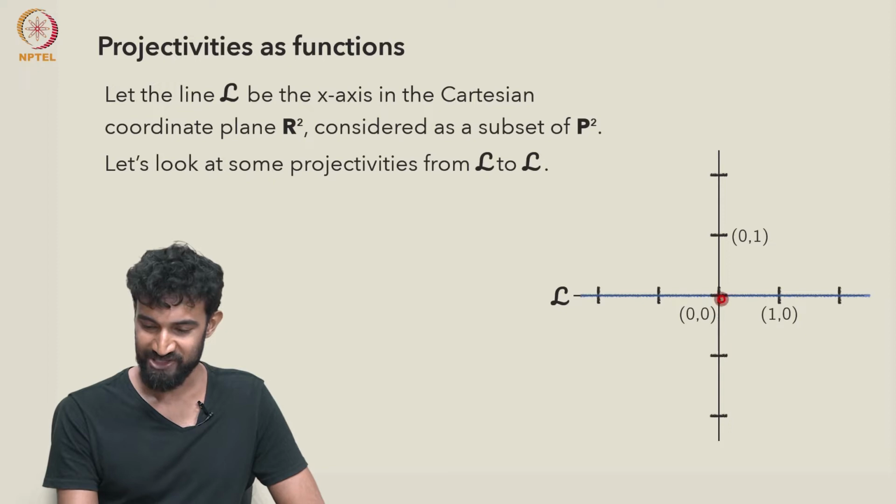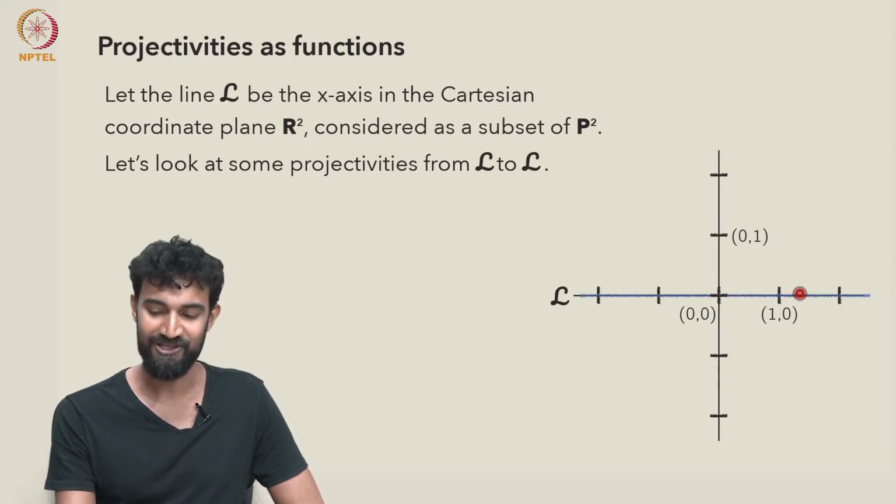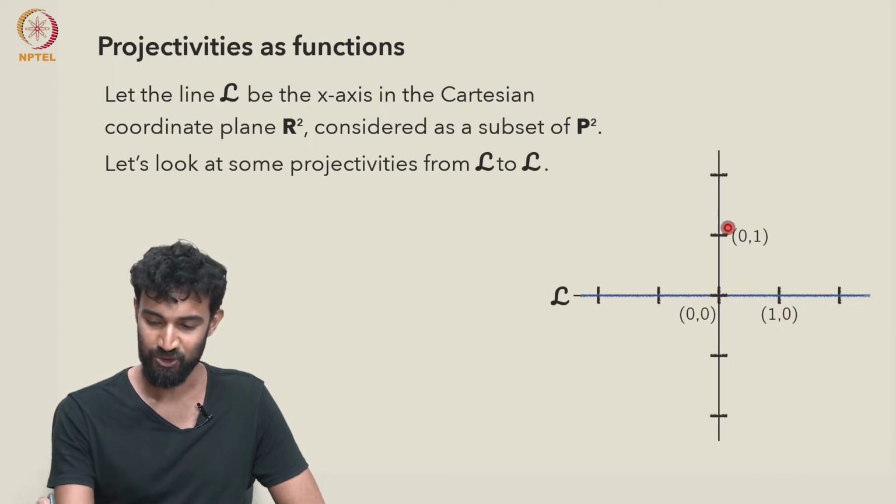So I've just marked a few points just to make it clear. This is the familiar real line, x-axis, within R2. Here's the point 1, 0. Here's the point 0, 1. Here's the origin 0, 0.